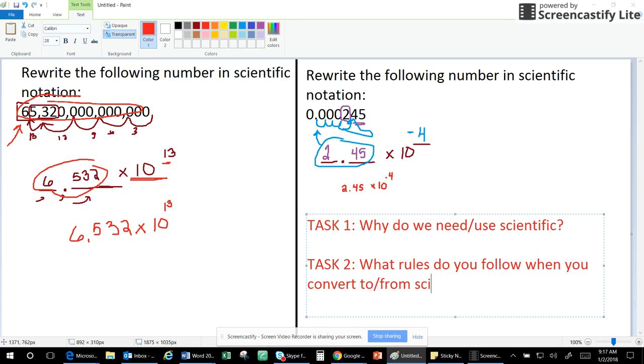Okay, so 2 tasks. Number 1, why do we need or use scientific notation? What's the purpose of this? Because all we're doing is rewriting a number. And task 2, what rules do you follow when you convert to or from scientific notation?